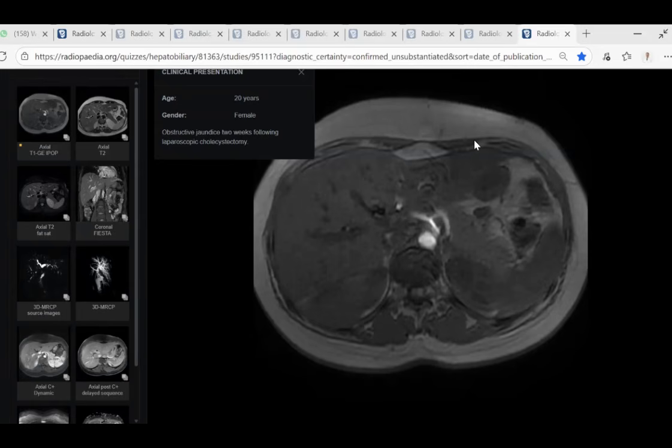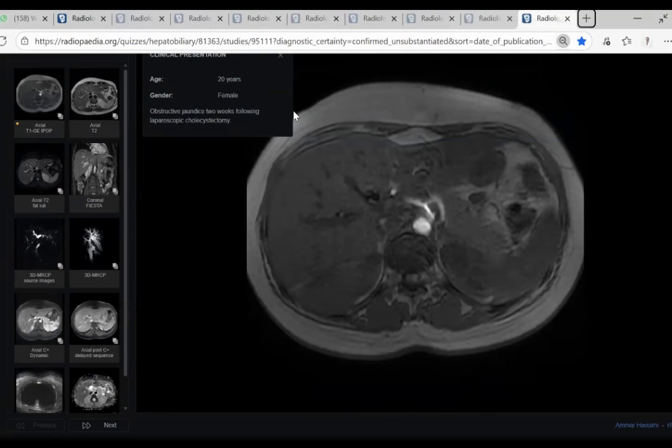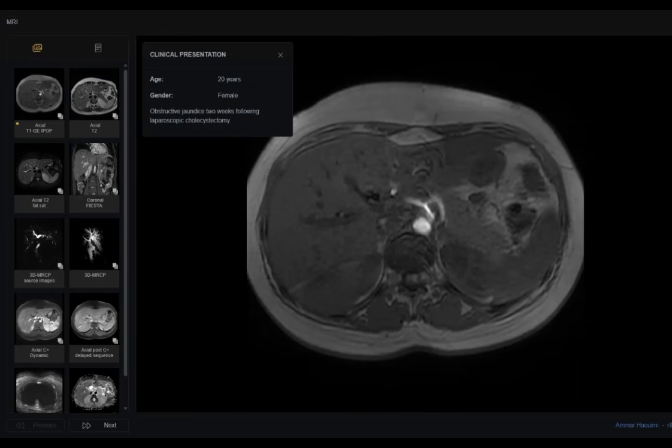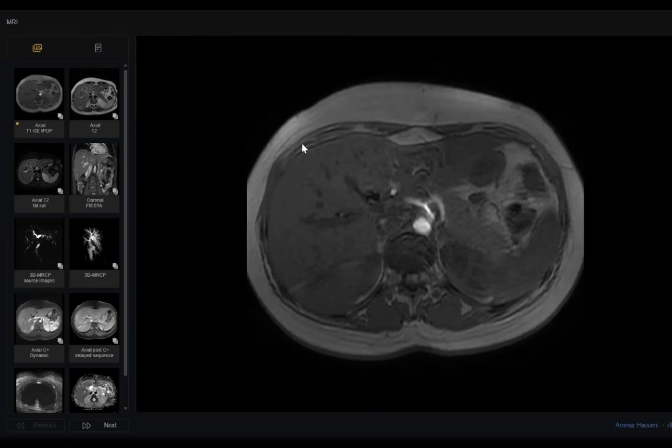Candidate number 2. Yes, sir, I'm candidate 2. A 20-year-old female patient complaining of obstructive jaundice 2 weeks following laparoscopic cholecystectomy.